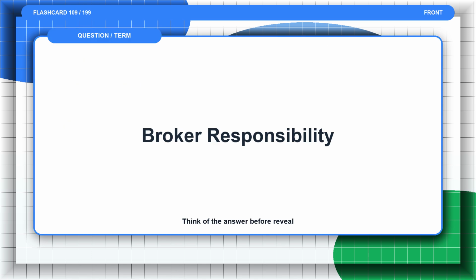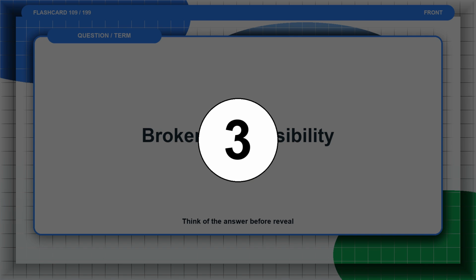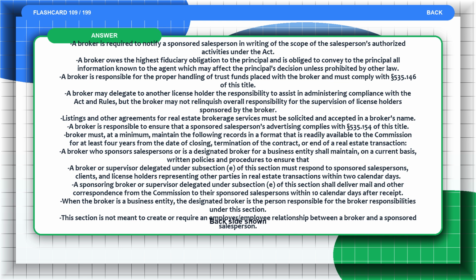Flashcard 109. Broker responsibility. Pause and think of the answer before the reveal. The answer is a broker is required to notify a sponsored salesperson in writing of the scope of the salesperson's authorized activities under the Act. A broker owes the highest fiduciary obligation to the principal and is obliged to convey to the principal all information known to the agent which may affect the principal's decision unless prohibited by other law.